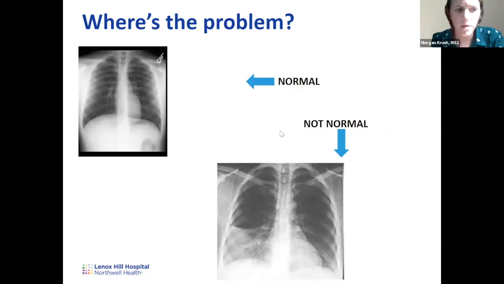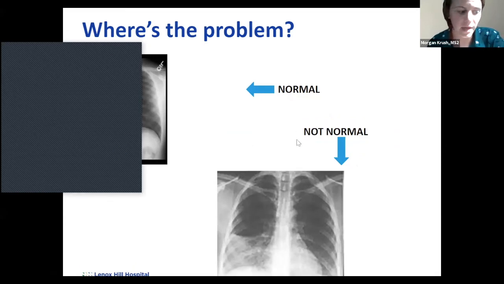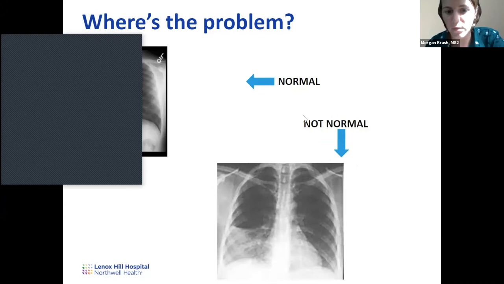Okay, so based off of what you guys know about the anatomy so far, and specifically the diagram of the lungs that I showed you, you're going to look at these 2 x-rays and try to pinpoint where exactly the problem is in the lungs.